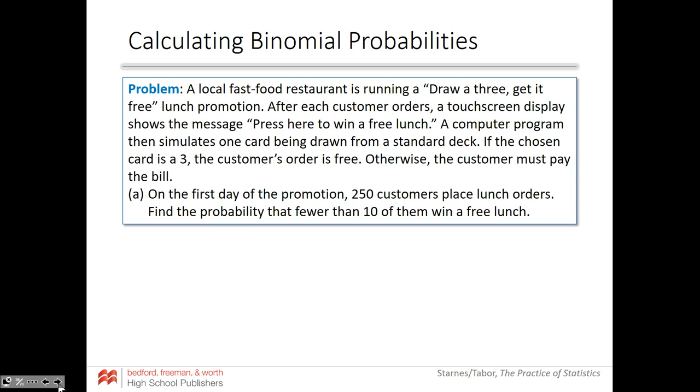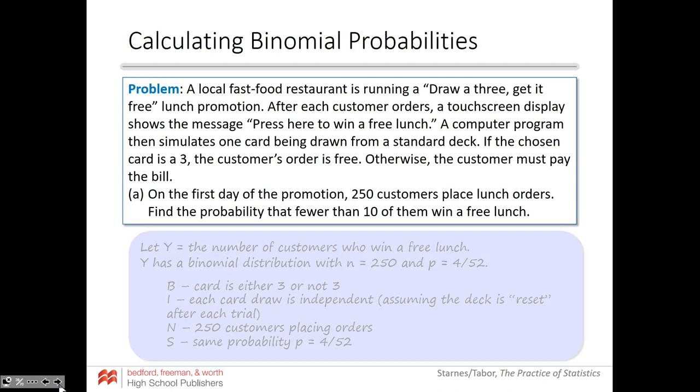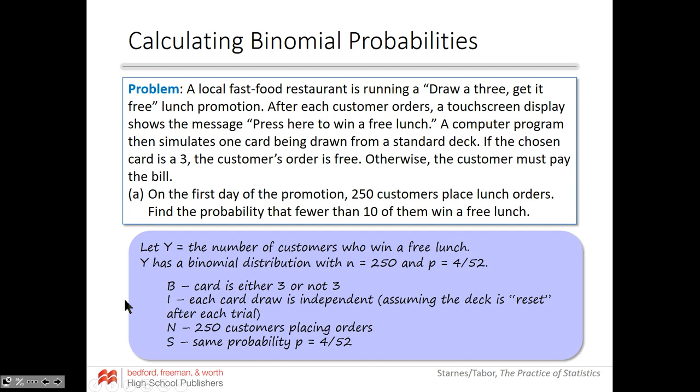Okay, so on the first day of the promotion, you have 250 customers that place lunch orders. So find the probability that fewer than 10 of them win a free lunch. Now remember, obviously, we're in the middle of talking about binomial probabilities. The title slide says calculating binomial probabilities, but in the problem, I never told you that this was binomial. So we still need to check, is it binomial? So we're checking BINS, okay? That's the first thing we're doing.